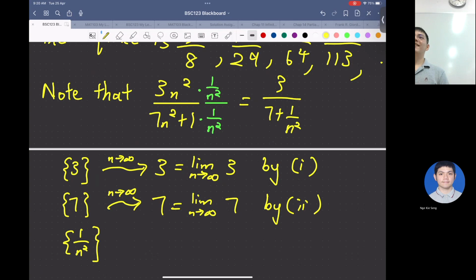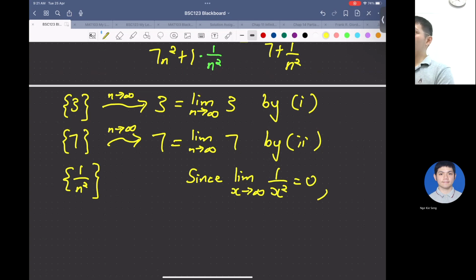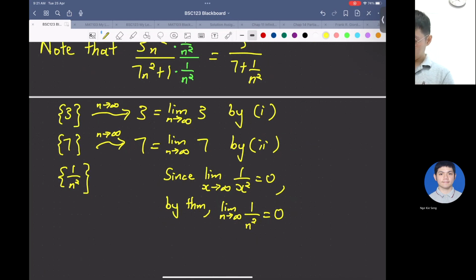The graph. Okay, you could plot the graph, but you need to look at the continuous function defined by 1/x squared. Since the limit as x goes to infinity of 1/x squared is 0, and we know the real function limit, then by the theorem, the discrete limit is also 0. Can you get it? You guys get it?